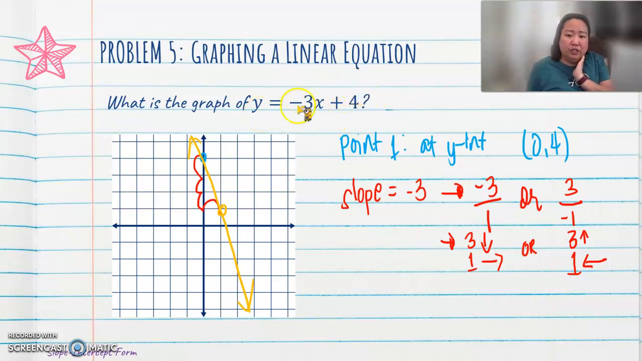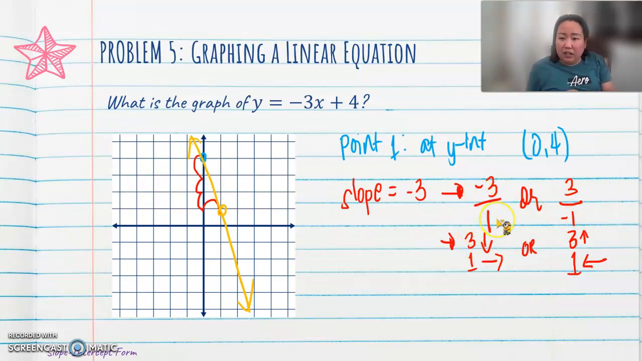Again, your first point is your y-intercept, so you will have a point at y equals +4. And then you use the slope. Your slope is -3, so you have two options. It could be written as -3/1, or you write it as 3/-1. Okay, you cannot have both of them negative.